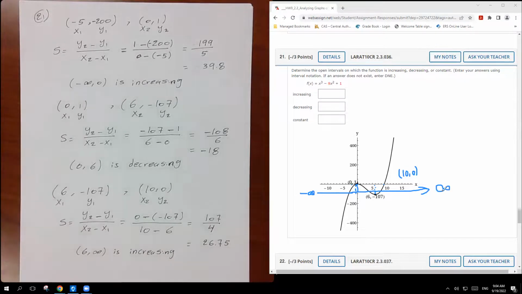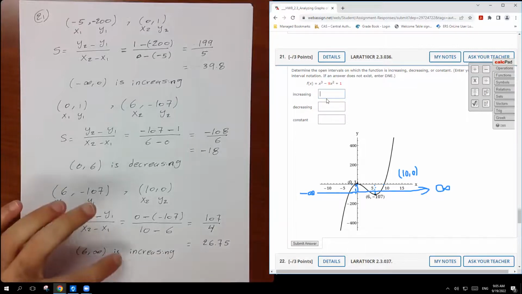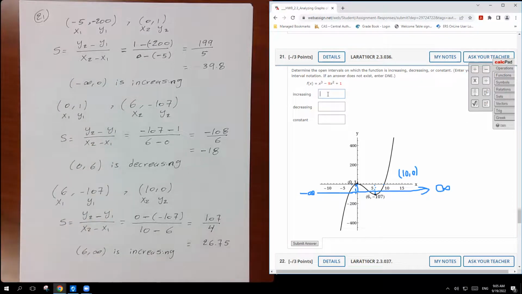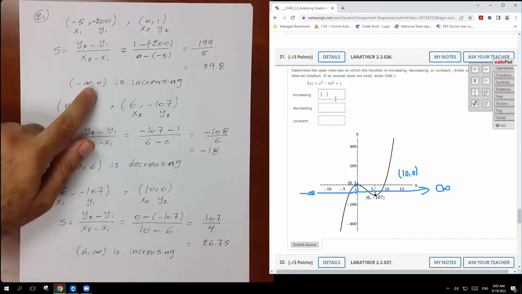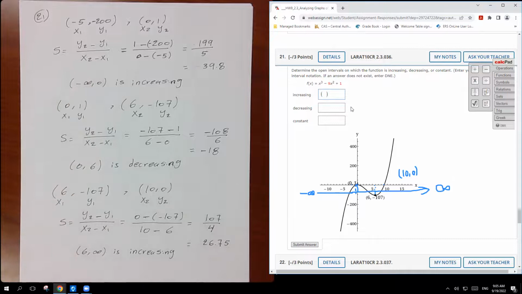So that's it for this example. So we're going to type increasing. So we have two interval notations increasing, and we have one decreasing. Increasing, we're going to write down the first interval notation from negative infinity to 0. It's increasing. So negative infinity to 0, the function is increasing.